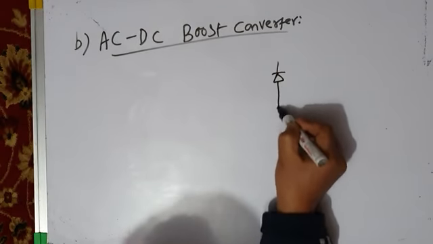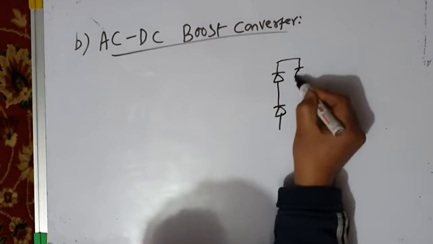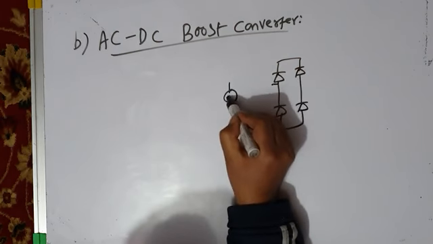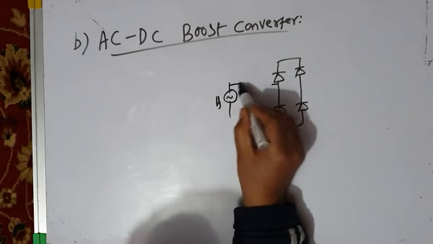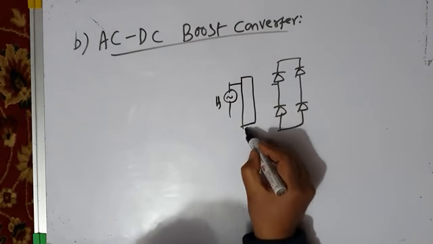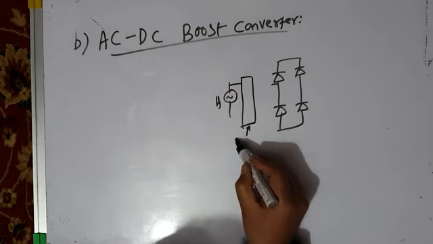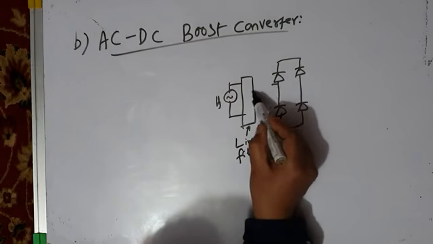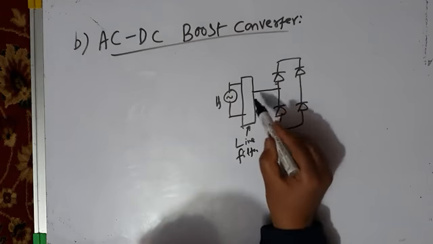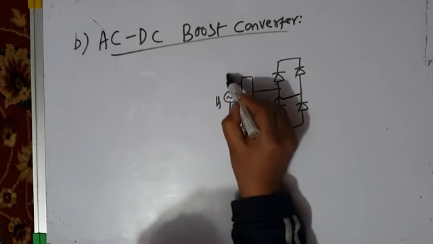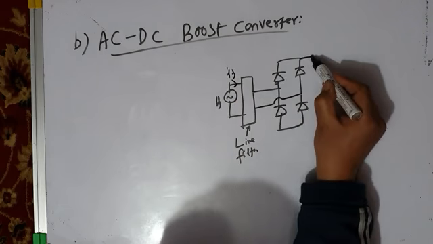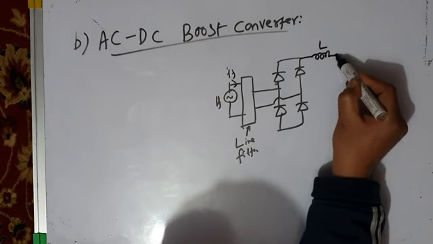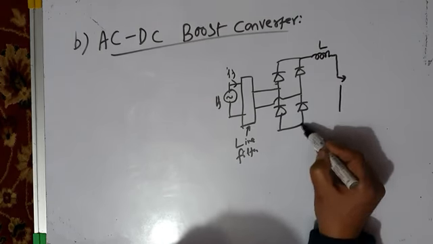ये आपकी rectified AC line है. This is your source voltage. Source. This is your line filter. I will write here passive LC filter, or you can call it line filter. This is source current. और आगे आपका boost converter है. And if you remember, this boost converter ऐसे दिखता है. Your DC to DC boost converter looks like this.